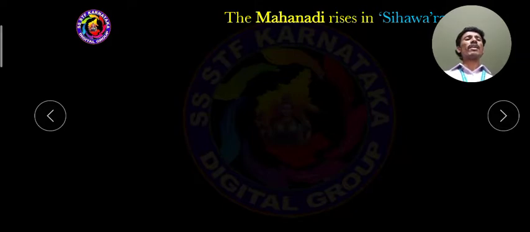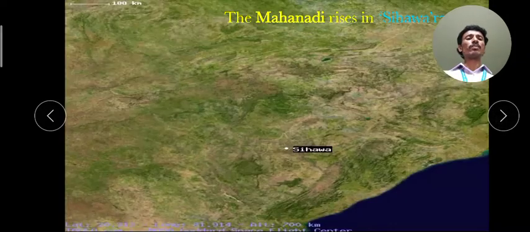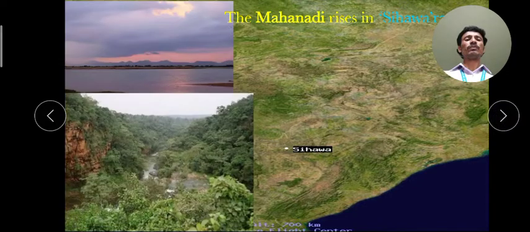The Mahanadi rises in the Sihava Ranges. I already explained. So this is the Sihava Ranges hill station. So look at here, and finally this is the river that joins the Bay of Bengal.